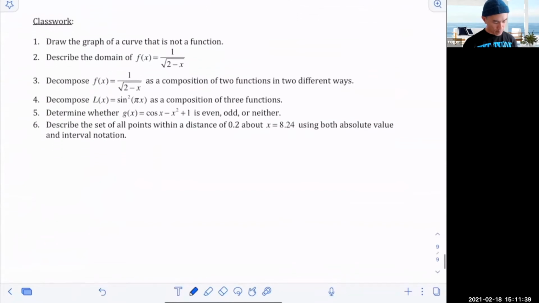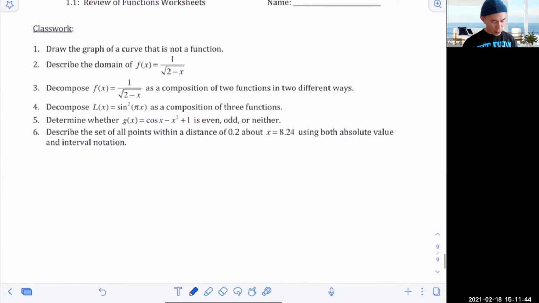Why don't you guys try, you know what, I don't even need two different ways. So try 3 and 4. Try those for a moment, and type done in the chat box when you're finished.